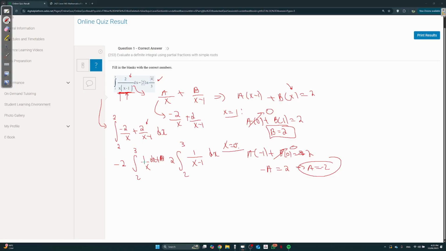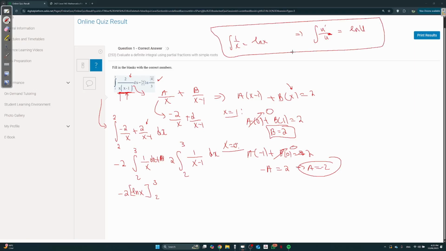Now, what is the integral of 1 over x? Isn't it ln x? Yes, it is. So it's -2 ln x, from 2 until 3. Remember the rule: the integral of 1 over x is equal to ln x, and the integral of u prime over u is equal to ln u. These are rules you need to know. If you don't know them, you can't solve. So the integral of 1 over x is this.